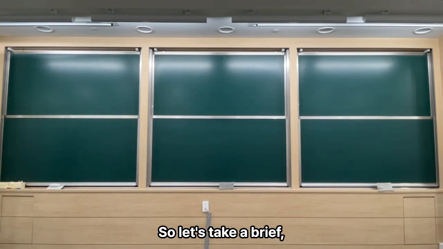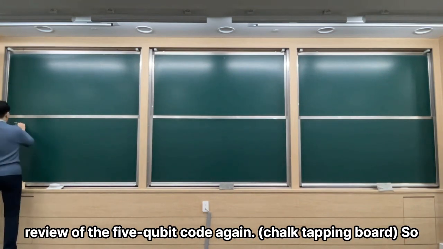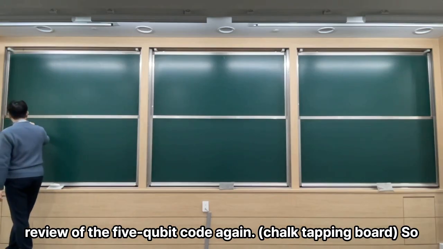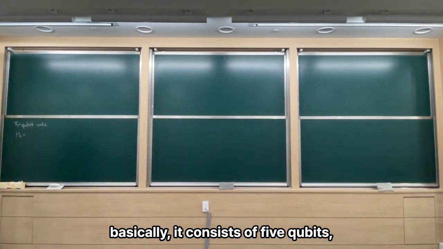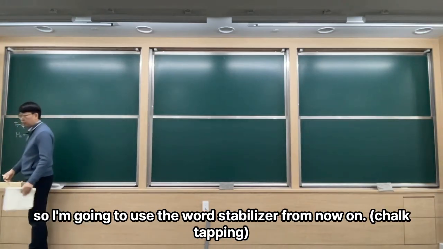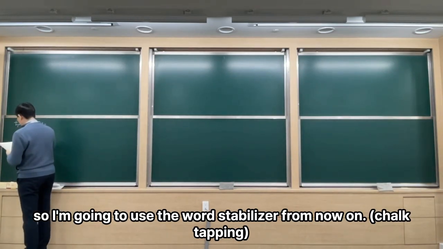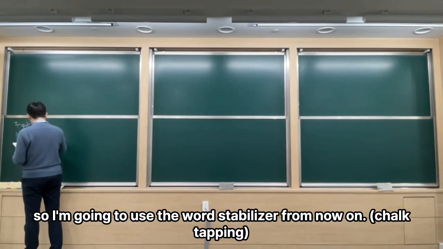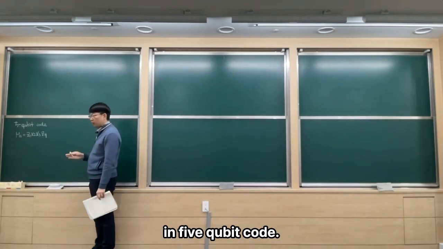So let's take a brief review of the 5-qubit code again. Basically, it consists of 5 qubits, and there are 4 stabilizers. I'm going to use the word stabilizer from now on. So this is one of the stabilizers in the 5-qubit code.